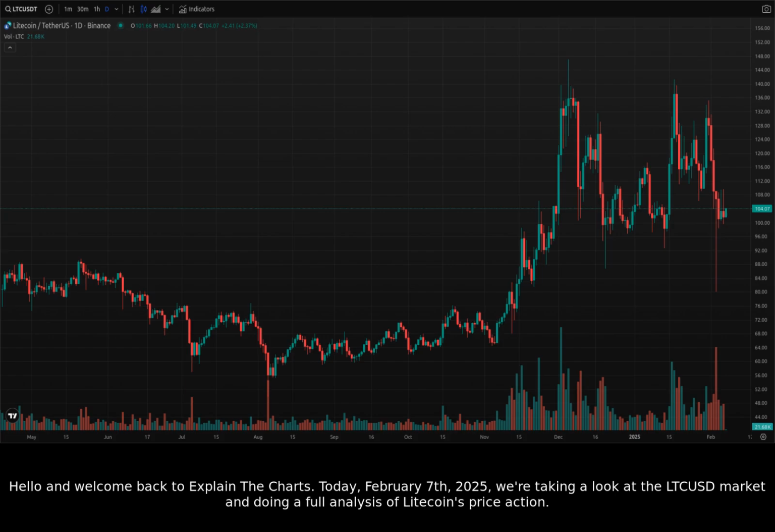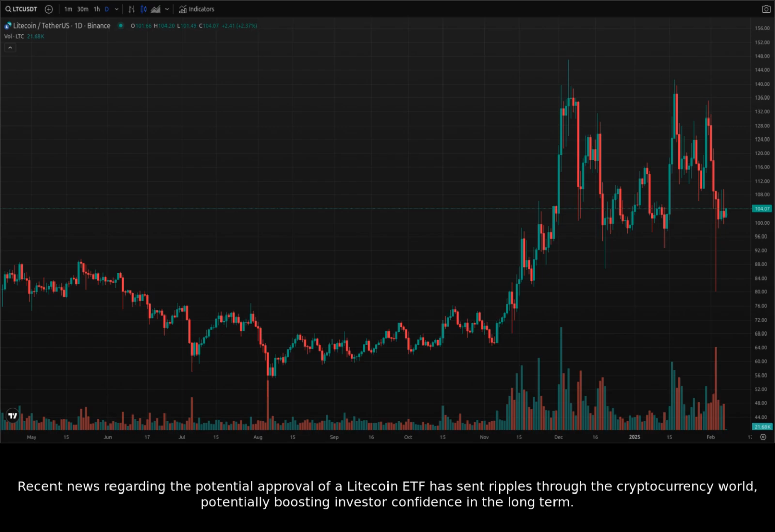Today, February 7th, 2025, we're taking a look at the LTCUSD market and doing a full analysis of Litecoin's price action. Recent news regarding the potential approval of a Litecoin ETF has sent ripples through the cryptocurrency world, potentially boosting investor confidence in the long term.